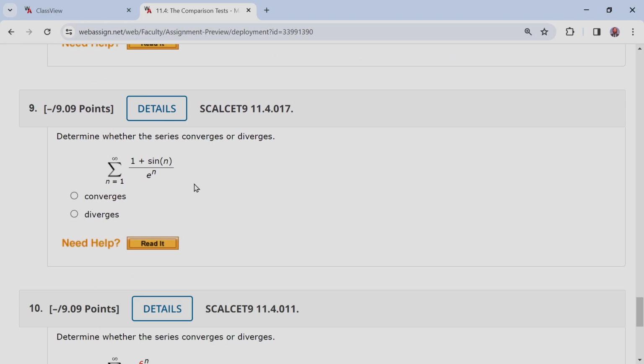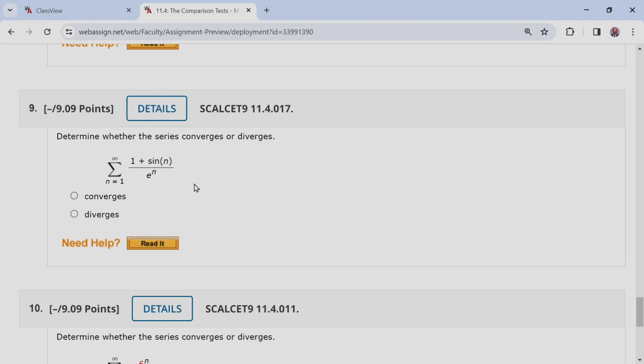Let's see here. We got 1 plus the sine n, which is basically doing nothing, because the sine n is only between 1 and minus 1. That e to the n, though, is getting gigantic. And so set up a limit comparison with 1 over e to the n. 1 over e to the n is geometric. The common ratio is 1 over e, and the convergence behavior is known from that. And so, yeah, definitely go through that.